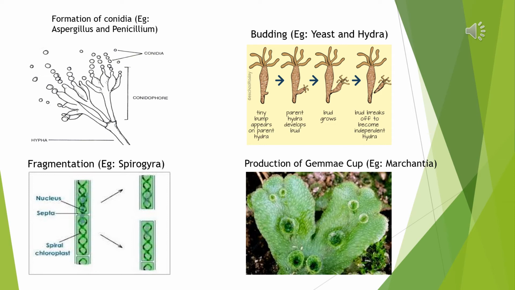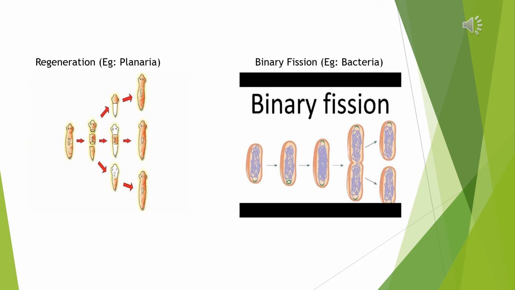A cup-shaped structure produced in the thallus. When it attains maturity, the gemmae detach from their parent thallus and develop into a new plant. Example, Marchantia, a bryophyte. Another method is regeneration.